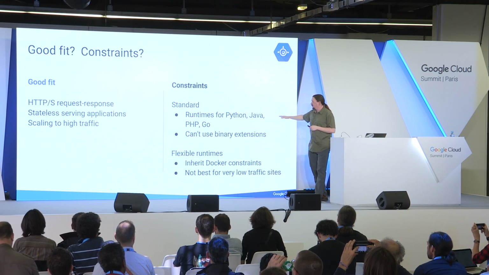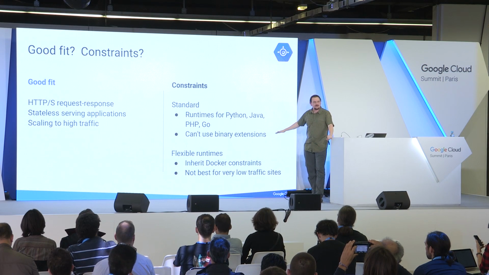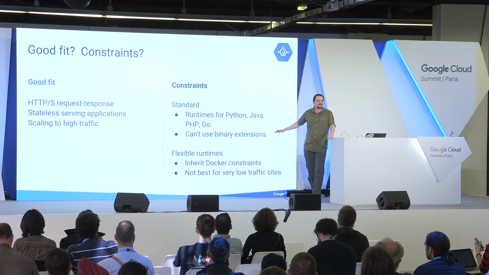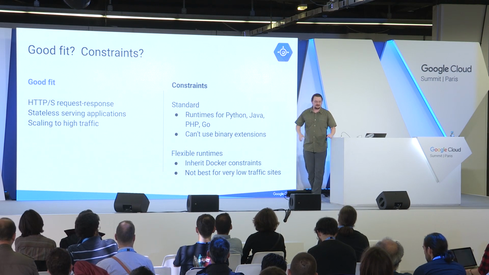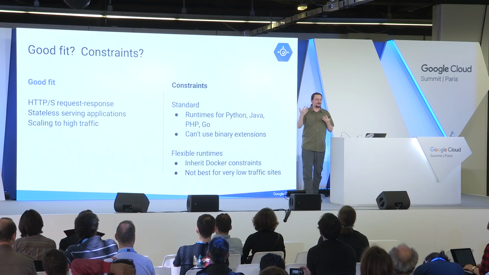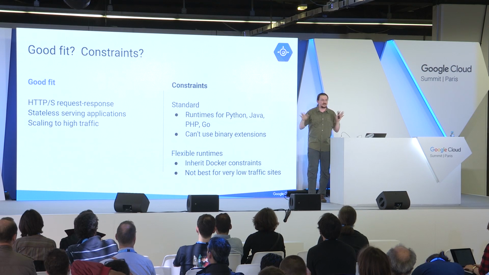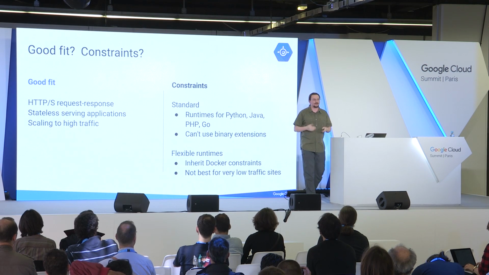The standard version, we have runtimes for several languages, but you cannot add your own binary extensions to it. And then the Flex version, basically anything you can do in Docker, you can do there. Today, it's not the best fit for sites that go down to almost no traffic, because Flex has a minimum of 2 VMs. So you end up paying for 2 VMs under the covers all the time. Whereas standard will scale down to 0 and pay nothing if there's no traffic.